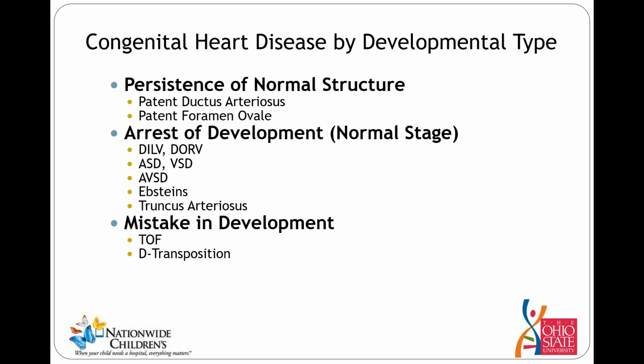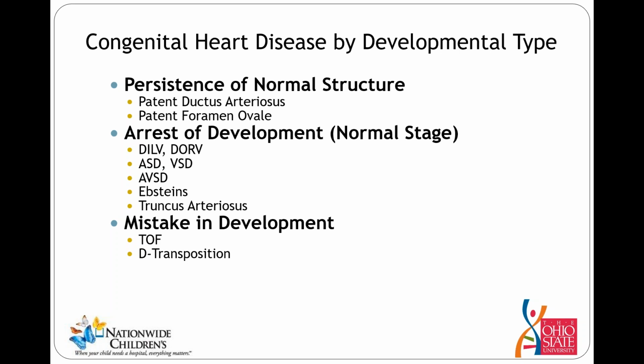So I like to think of congenital heart disease by developmental type. And so to me, there are really three large groups. And if you think about them this way, if you've seen congenital heart disease, then it should make some sense because you've seen all of these lesions. There's persistence of a normal structure. And so a PDA, normal structure, PFO, normal structure, and both of those persist and may or may not result in pathology as you age.